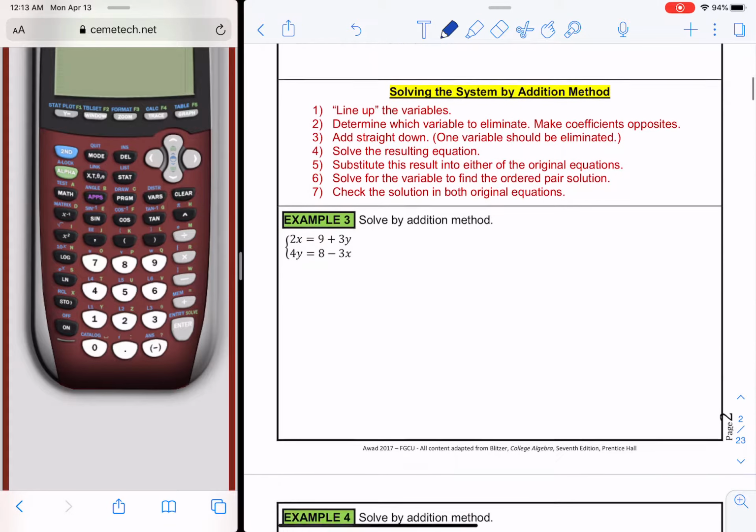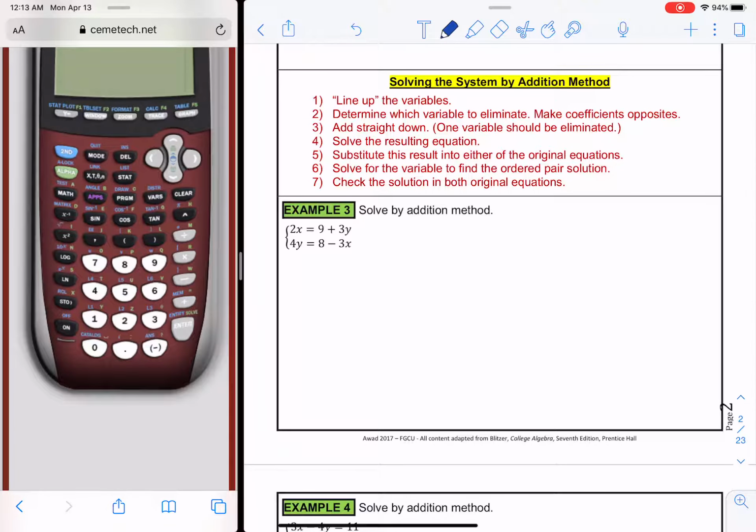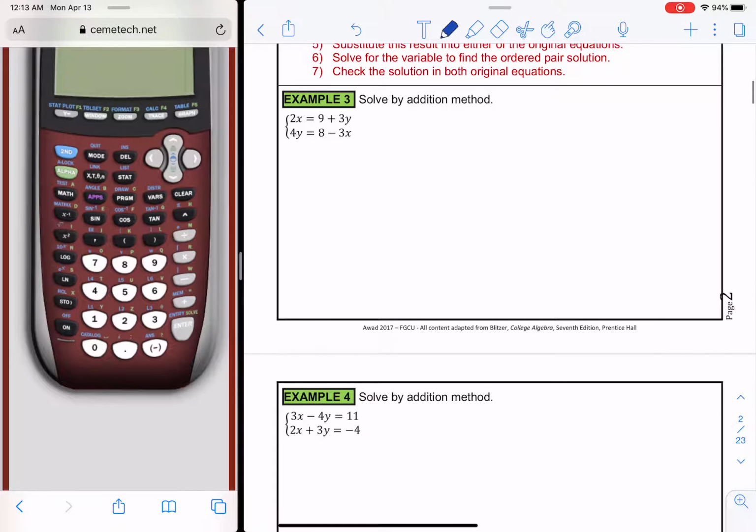The second method is called the addition method, and it involves two steps. The first step is elimination. The second step is substitution. So we move all terms, the variable terms, to one side. So I'm going to rewrite the first expression as 2x minus 3y equals 9. I'm going to rewrite the second expression by moving negative 3x. So I have 3x plus 4y equals 8.